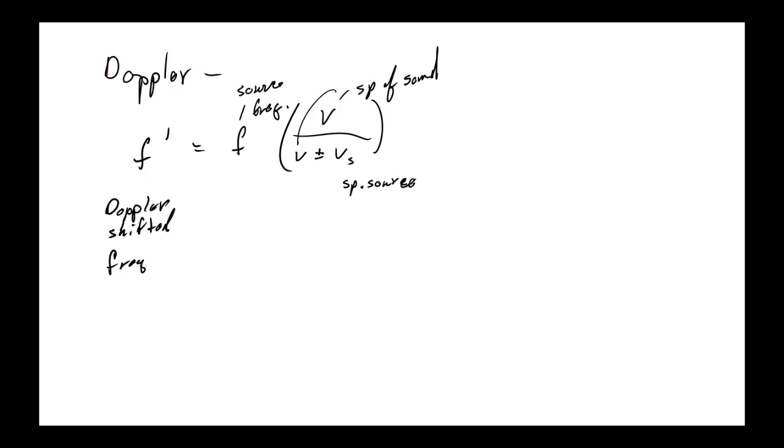Now, here's what you have to think of. When you increase the denominator, you decrease the other side. That's an inverse proportionality, right? So if you make the denominator a bigger number, that makes this a smaller frequency. So when you have the plus here, that's when the object's moving away from it. That's when the source is moving away.